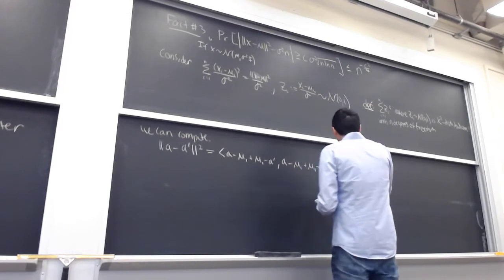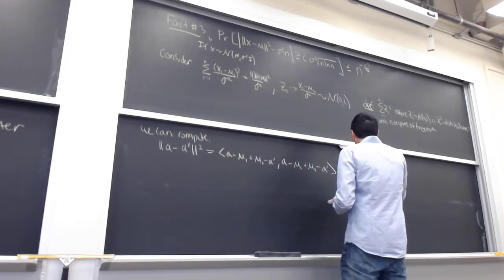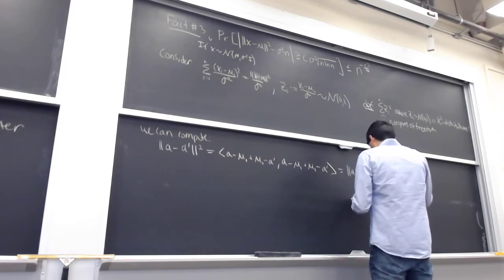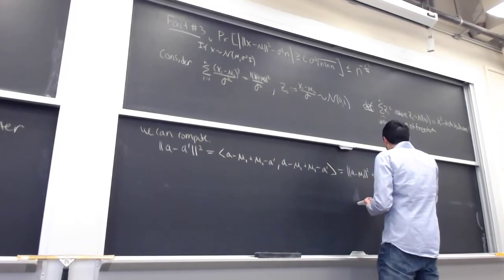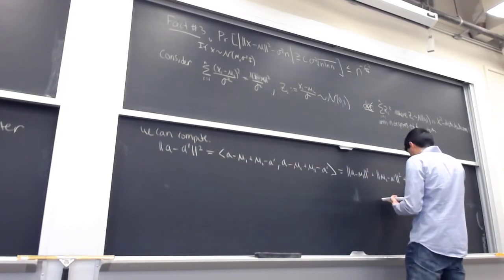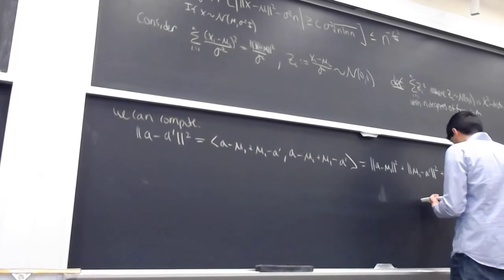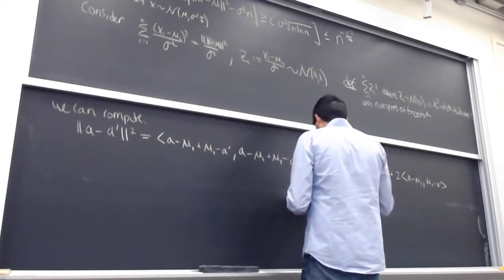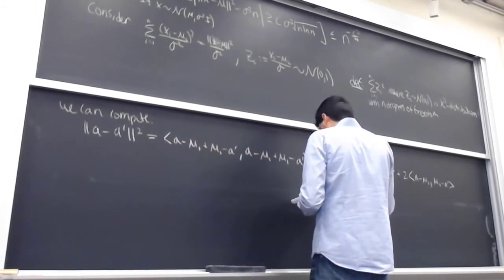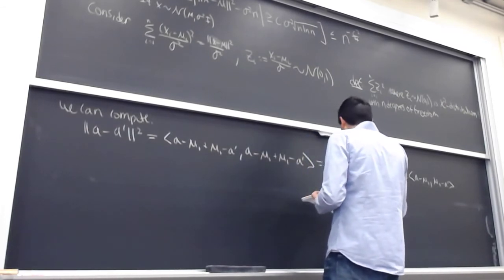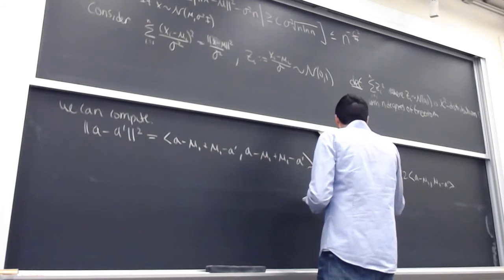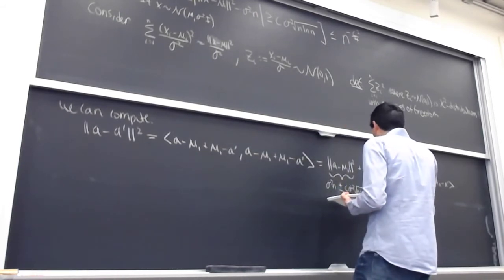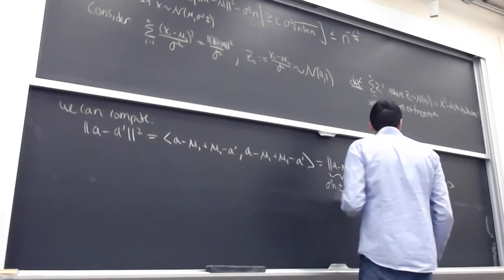So we can write this out now as a minus mu1 squared plus mu1 minus a prime squared plus 2 times the inner product of a minus mu1 and mu1 minus a prime. Now this quantity right here, we already know what this is. It's sigma squared n plus or minus c sigma squared root n log n. And the same thing is true here, that this is sigma squared n plus or minus c sigma squared root n log n.